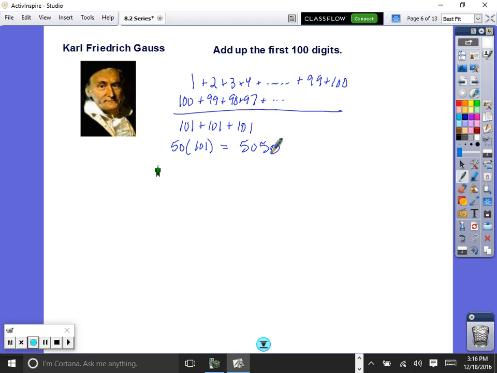And do you know, to this day, anytime we see an arithmetic series, we know we can just think of little Carl Friedrich Gauss as a 9-year-old. So let's see, what did he do? He took the first term plus the last term.